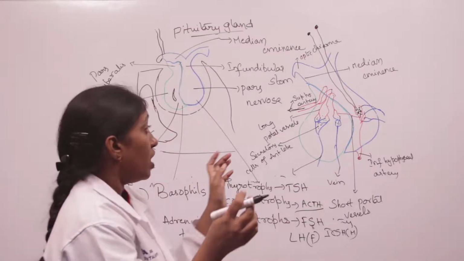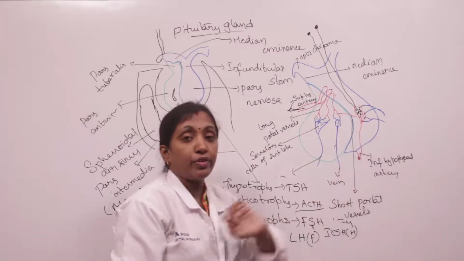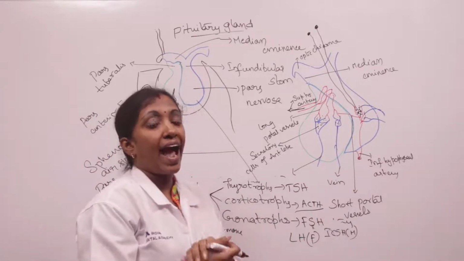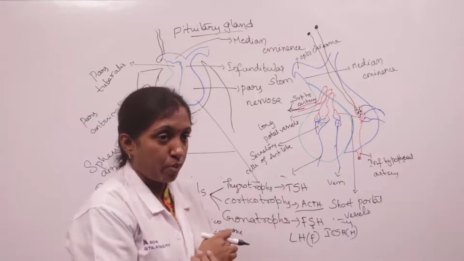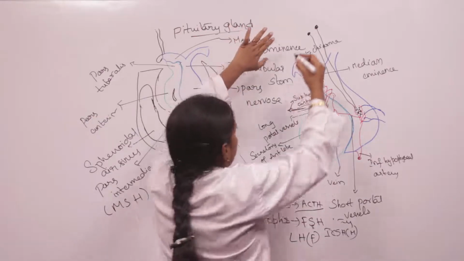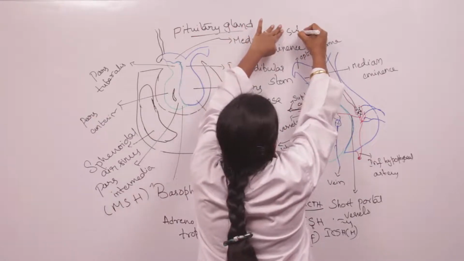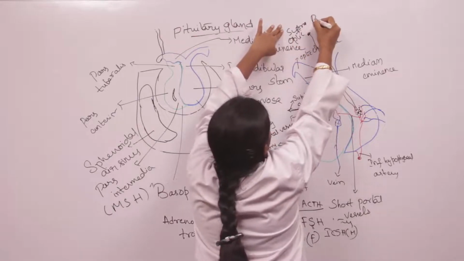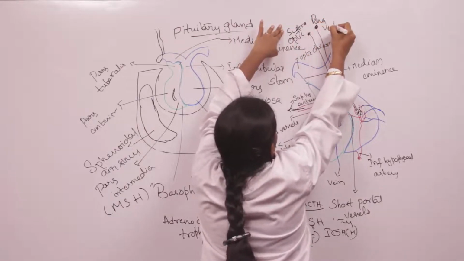Okay. The posterior pituitary does not synthesize any hormones. The posterior pituitary acts as a storage of the hormones, because the supraoptic nuclei, this is the supraoptic nuclei, and this is the paraventricular nuclei.